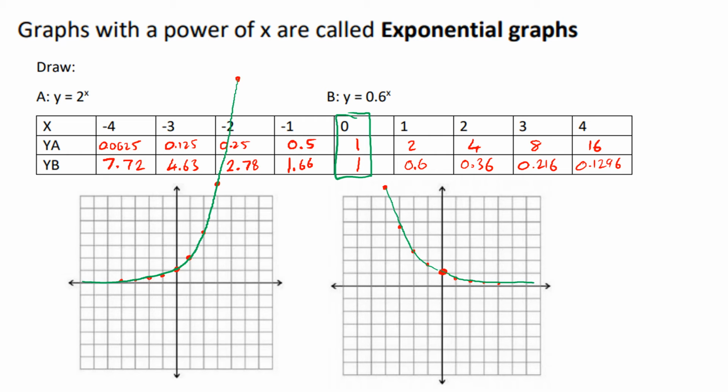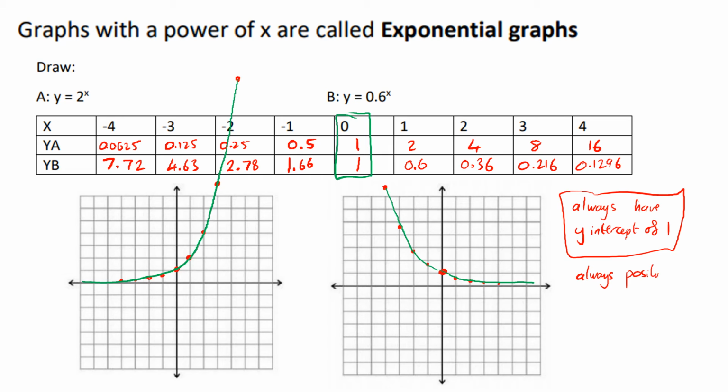So what can we say in terms of rules to know for an exponential? So number one, we can say they always have a y-intercept of 1. And that's because anything to the power of 0 is 1. And the other thing we can say is that they are always positive. So you can see the graphs are always above the x-axis. That's generally true for an exponential.